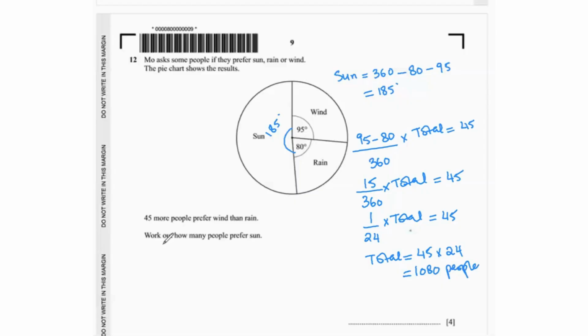Now they want to find how many people prefer sun. So sun would be 185 divided by 360 times 1,080, which is the total number of people. So 185 divided by 360 times 1,080 is going to be 555 people. That is the number of people that prefer the sun.